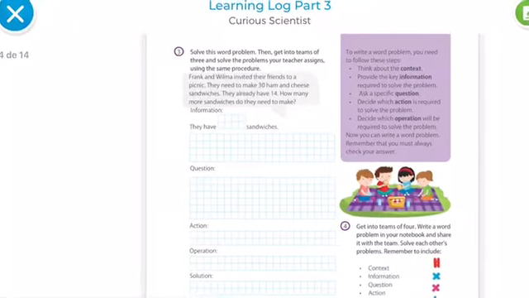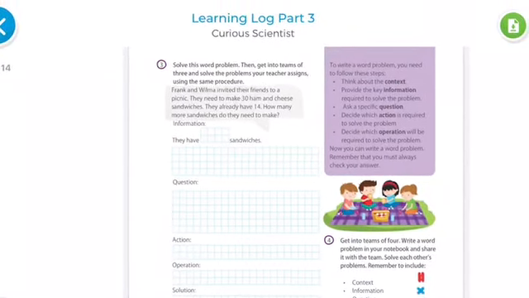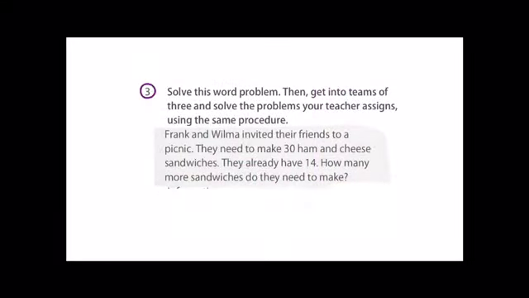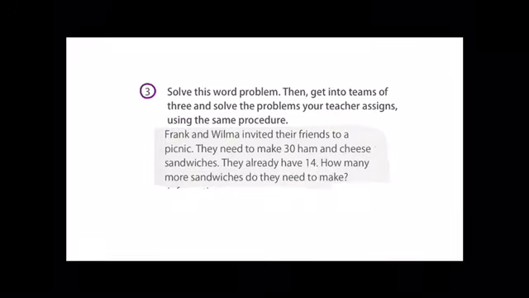Open your books on page 147. I need you to please listen to Miss Nailea very carefully. Okay, let's start. Frank and Wilma invited their friends to a picnic. They need to make 30 ham cheese sandwiches. How many? 30. Very good. They already have 14. How many more sandwiches do they need to make?